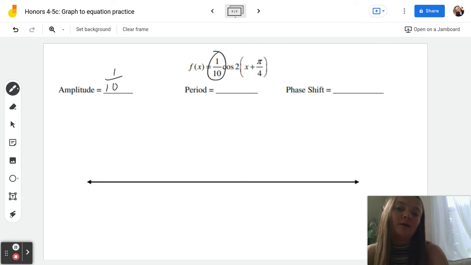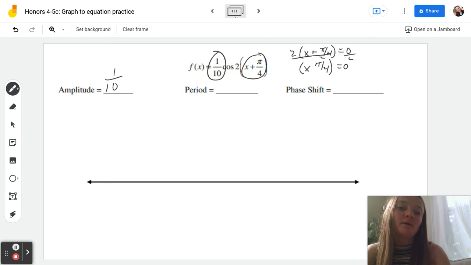To find the phase shift, all I need to do is set the inside equal to 0. We could set either 2 times x plus pi over 4 equal to 0, or we could set x plus pi over 4 equal to 0. The reason that I'm going to get the same thing is if I divide by 2 here, 0 divided by 2 is still 0, so it doesn't really matter. So I'm going to go ahead and solve it the quicker way. I'm going to subtract pi over 4, and I'm going to get x is equal to negative pi over 4, which means I'm going to go to the left pi over 4.